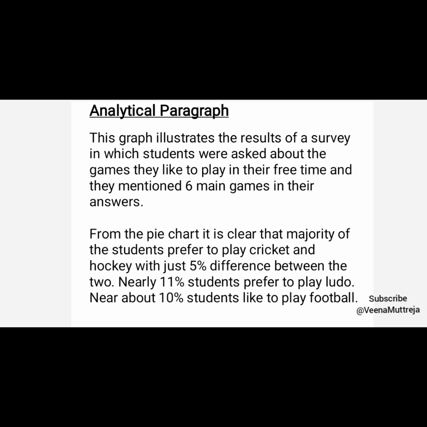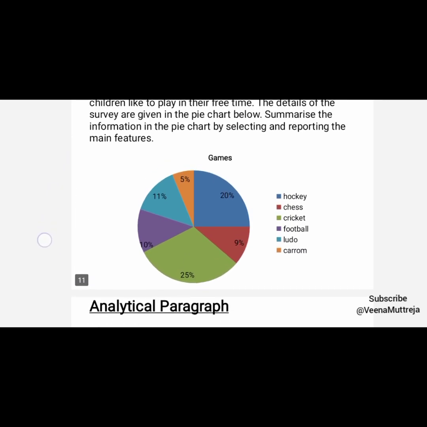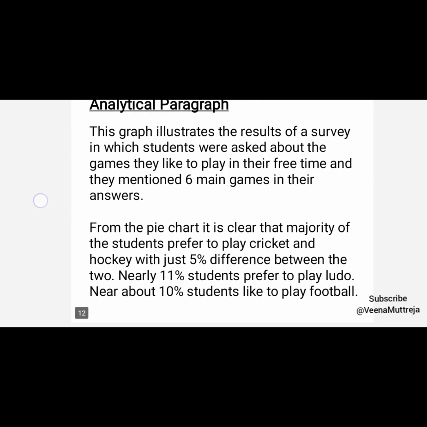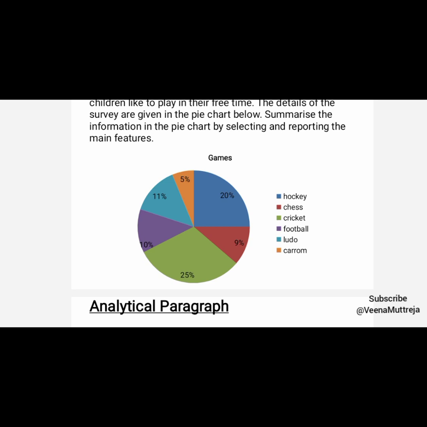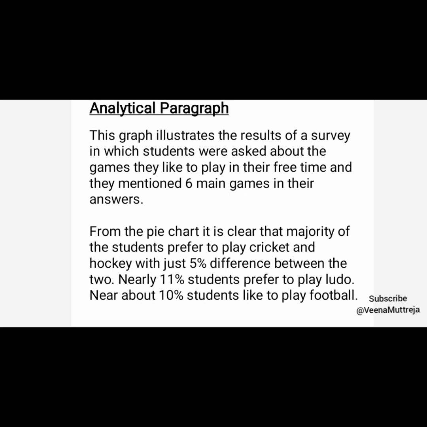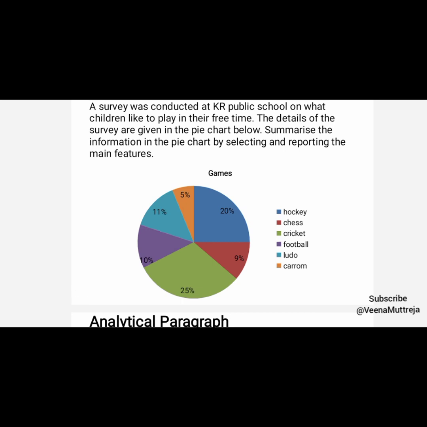Second, start with the body. From the pie chart, it is clear that the majority of the students prefer to play cricket and hockey. See the chart. The majority of the students, that is 25% and 20%, like to play cricket and hockey. With just a 5% difference between the two, nearly 11% of students prefer to play ludo. See the pie chart. 11% of students like to play ludo. Near about 10% of students like to play football. Whatever data is given to us, we are writing that data only.